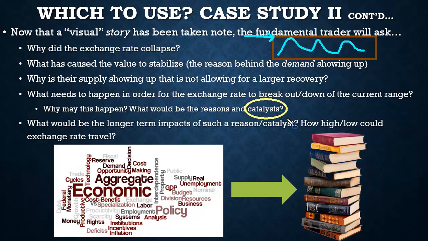And it's just endless. They're also going to be wondering, all right, well, what would the longer term impacts of such a reason or catalyst be? How is that going to affect things? How high, how low could the exchange rate travel? I mean, if this catalyst happens, just how far in the upwards direction could that push the value of the exchange rate? And again, it's all going to be dependent on, well, it could get that high as long as that government doesn't do this, or as long as this inflation number stays here.